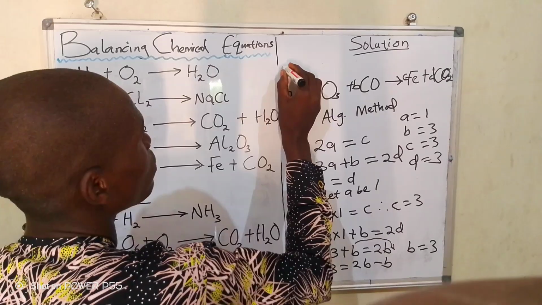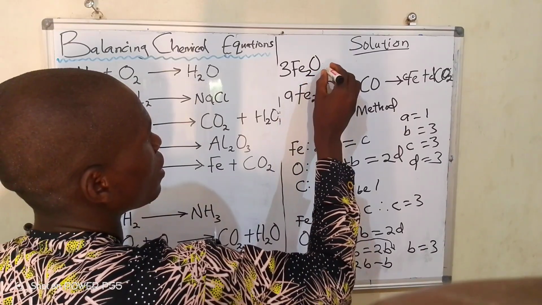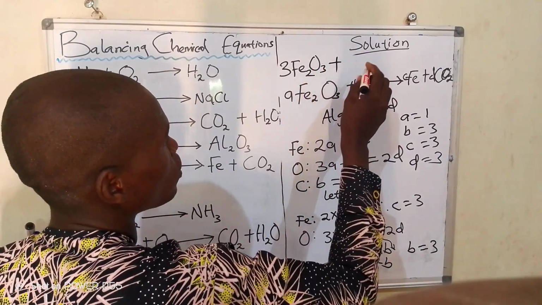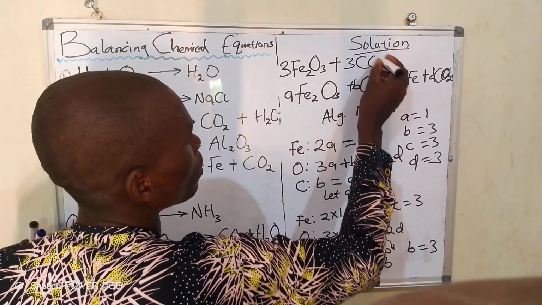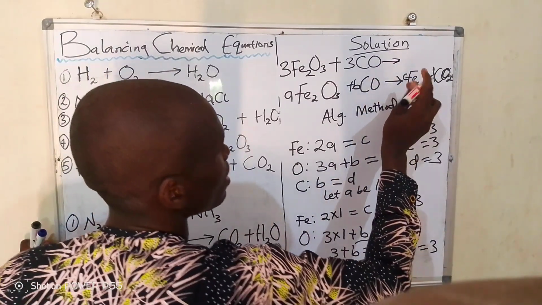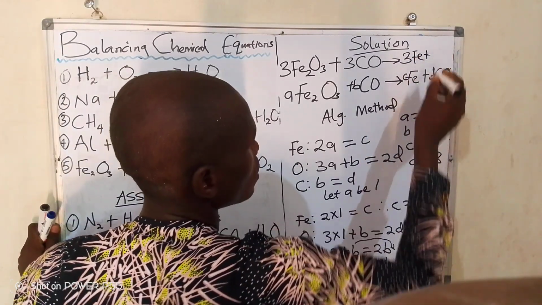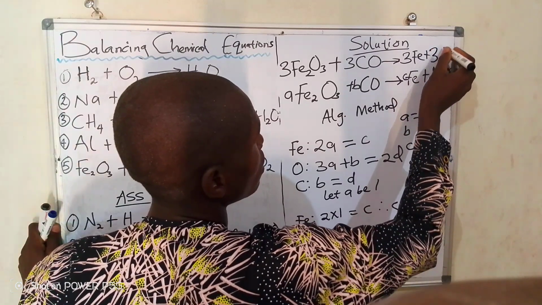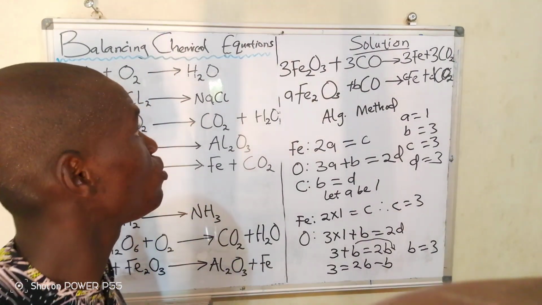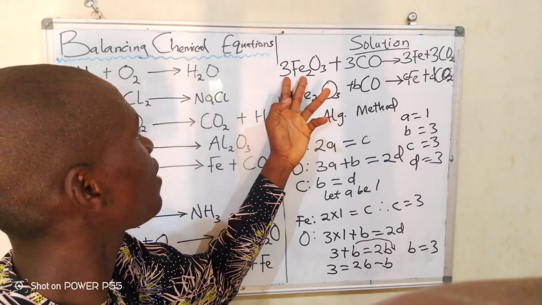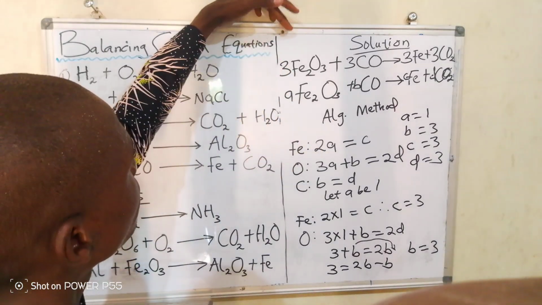So our balanced equation will now be like this: 3, plus our B is 3 also, to give us our C is 3, plus our D is also 3. Simple. So if you check it, you would also see that the equation is balanced. Here we have how many atoms of iron? How many do we have?